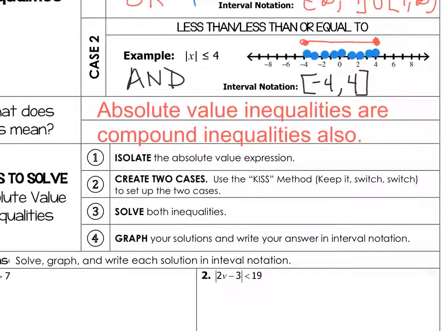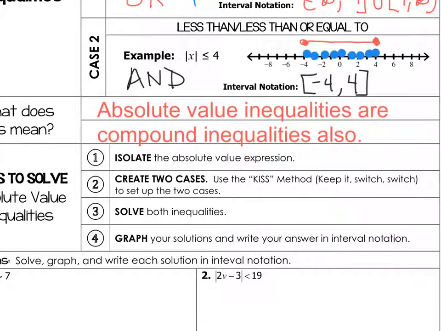So you need to note that absolute value inequalities are compound inequalities also. So let's see how we can solve these. In this section of the foldable, they identify four steps for solving either case 1 or case 2. And actually, you use the same methods regardless.